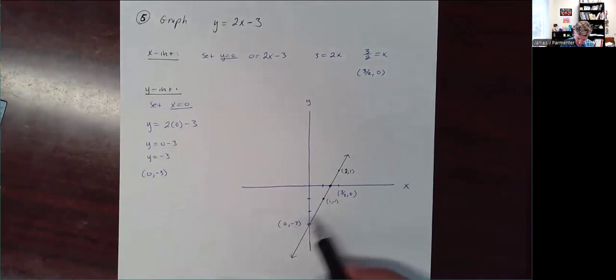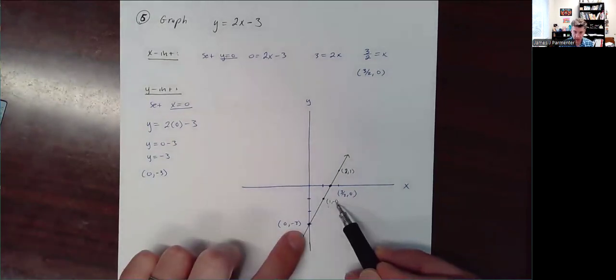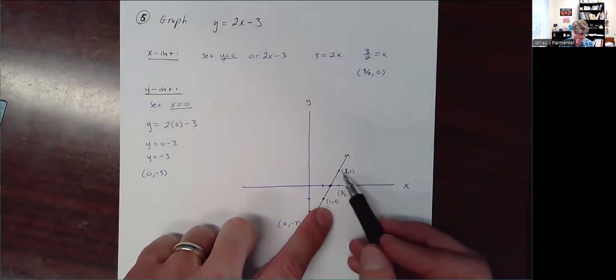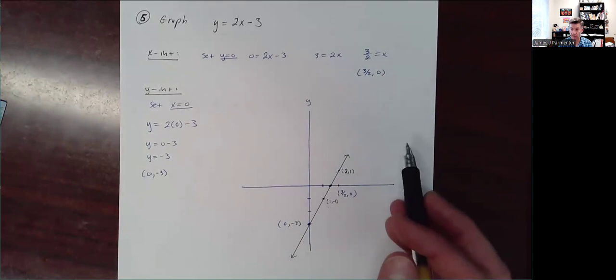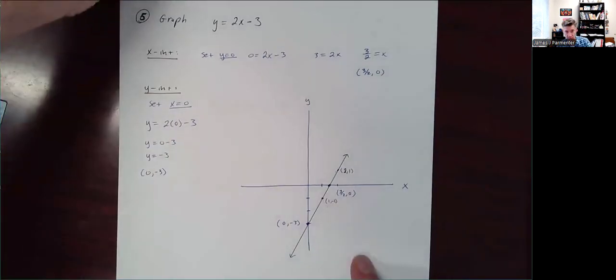So x goes from 0 to 1, y increases by 2. X goes from 1 to 2, y increases by 2. The next one would be 3, comma 3. The next one would be 4, comma 5. Every time x goes up by 1, y goes up by 2. Let's look at some more examples.